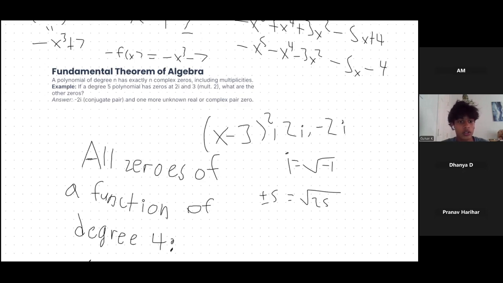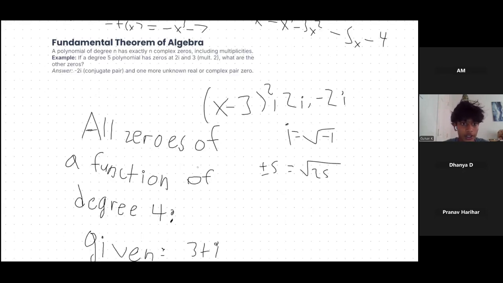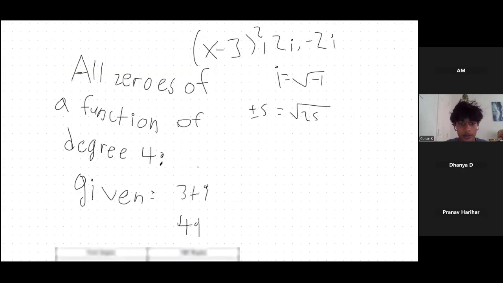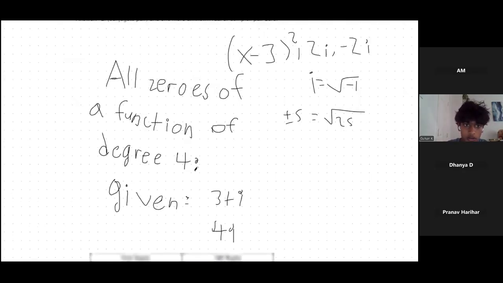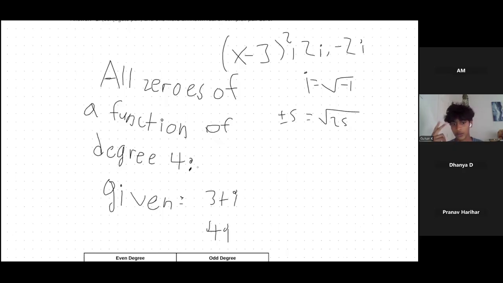So here's a question for you guys. Find all the zeros of a function that has a degree of 4. I'm giving you two of the zeros: 3 plus i, and, here, let me rewrite this one. Ignore that. It looks bad. Okay, 3 plus i and 4i. What are all the zeros? I want you to find that.